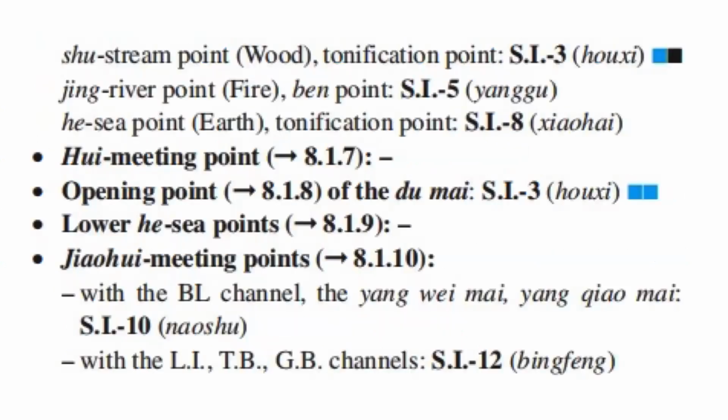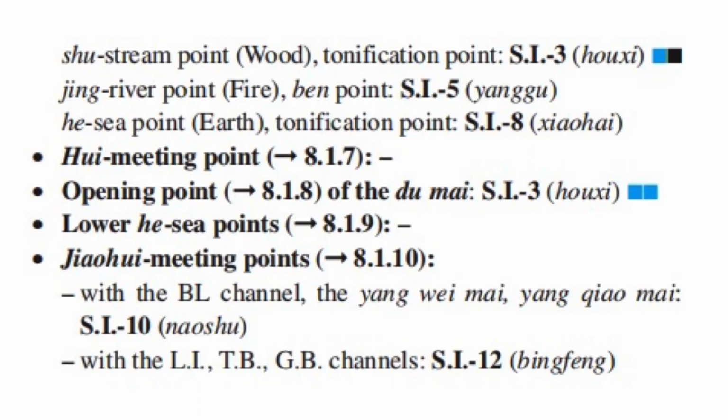Shu stream point, wood point, tonification point is SI3. Jing river point or fire point, horary point, SI5. He sea point, earth point, sedation point, SI8. The Hui meeting point or the opening point of the Du Mai, SI3. Lower he points, the Jiao Hui meeting points with the Bladder channel, the Yang Wei Mai, Yang Qiao Mai, SI10.